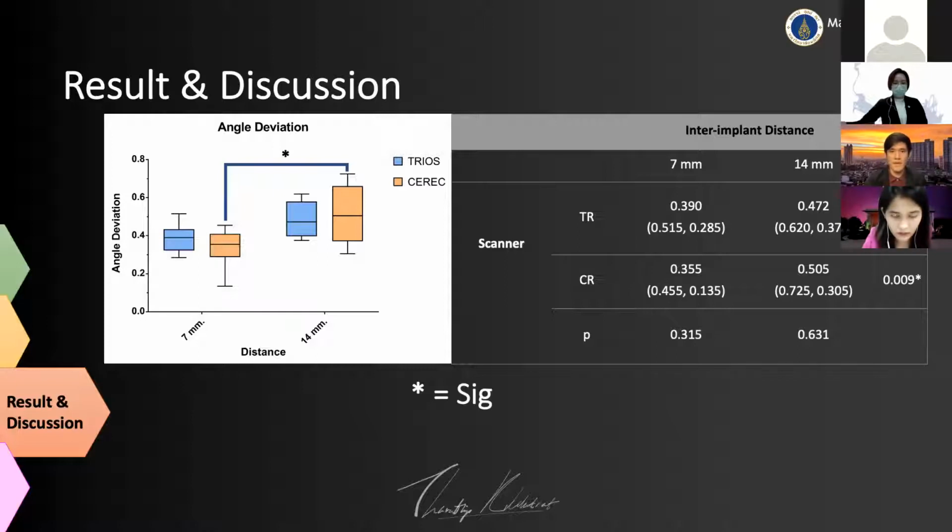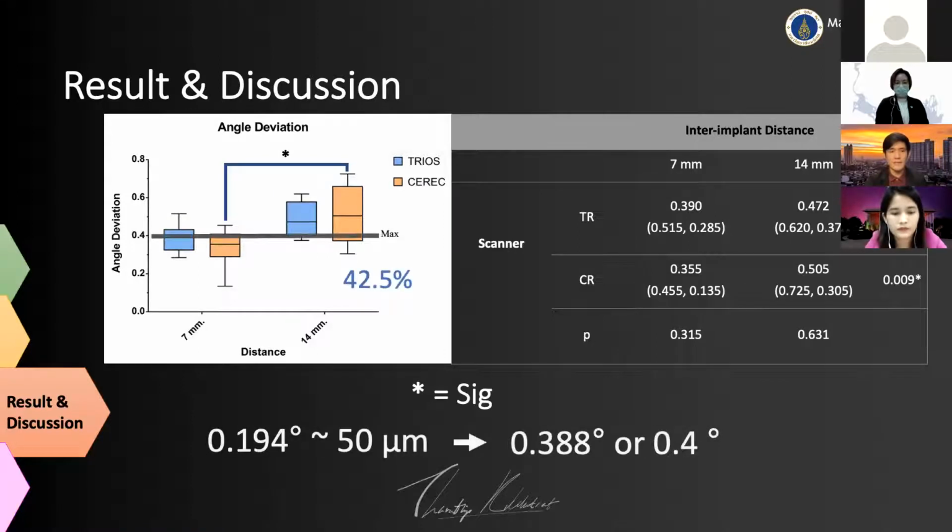And if compared between the two intraoral scanners in the vertical column here, you can see that there was no significant difference between the two intraoral scanners in both inter-implant distances. And the line here is 0.4 degrees, which I have presented as the maximal limit of the passive fit. So anything further than 0.4 degrees is considered a misfit, right?